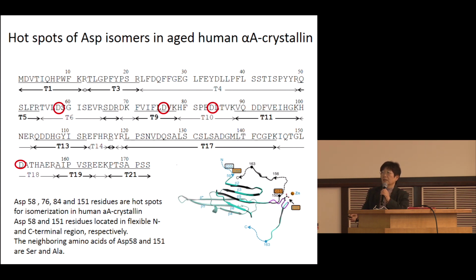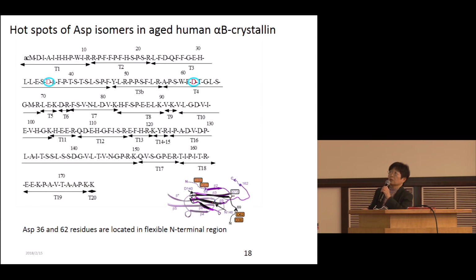That's why these residues are easily susceptible to converting from L to D amino acids. So here are the hotspots of isomers in aged human alpha-B crystalline. In aged human alpha-B crystalline, only two aspartic acids, ASP36 and ASP62, are specific hotspots. And ASP36 and ASP62 residues are located in the flexible N-terminal region. This makes sense.